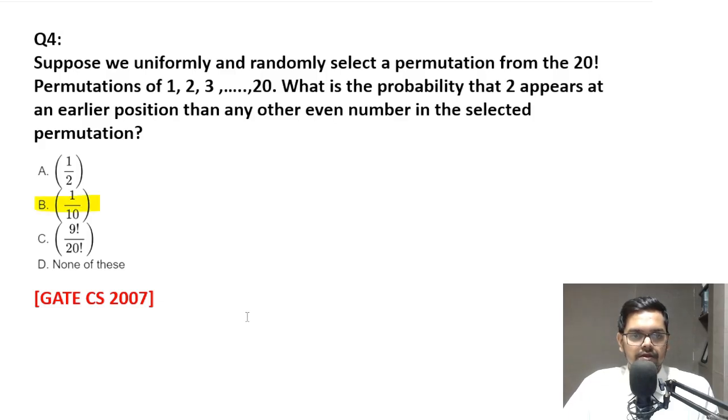The solution is option B. A lot of students will mark D, but D is wrong. The correct answer is option B. In a lot of books also D is given, which is wrong. Okay, the correct answer is B. How come? Why? Let us see.